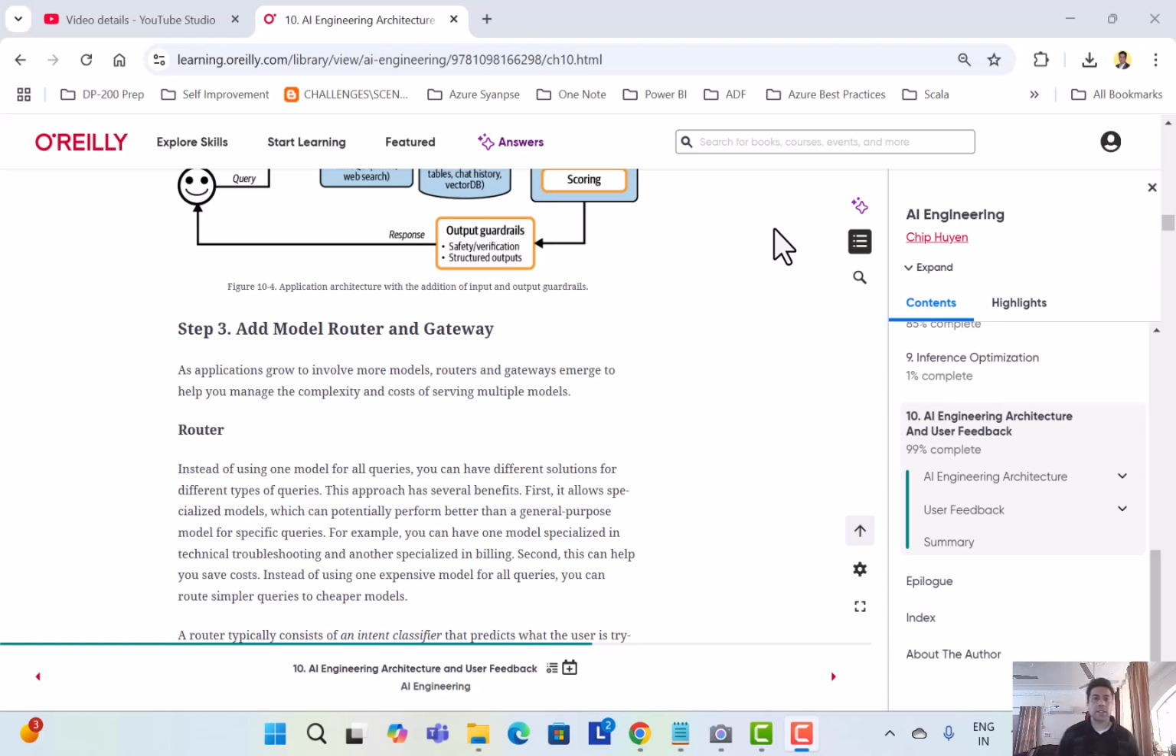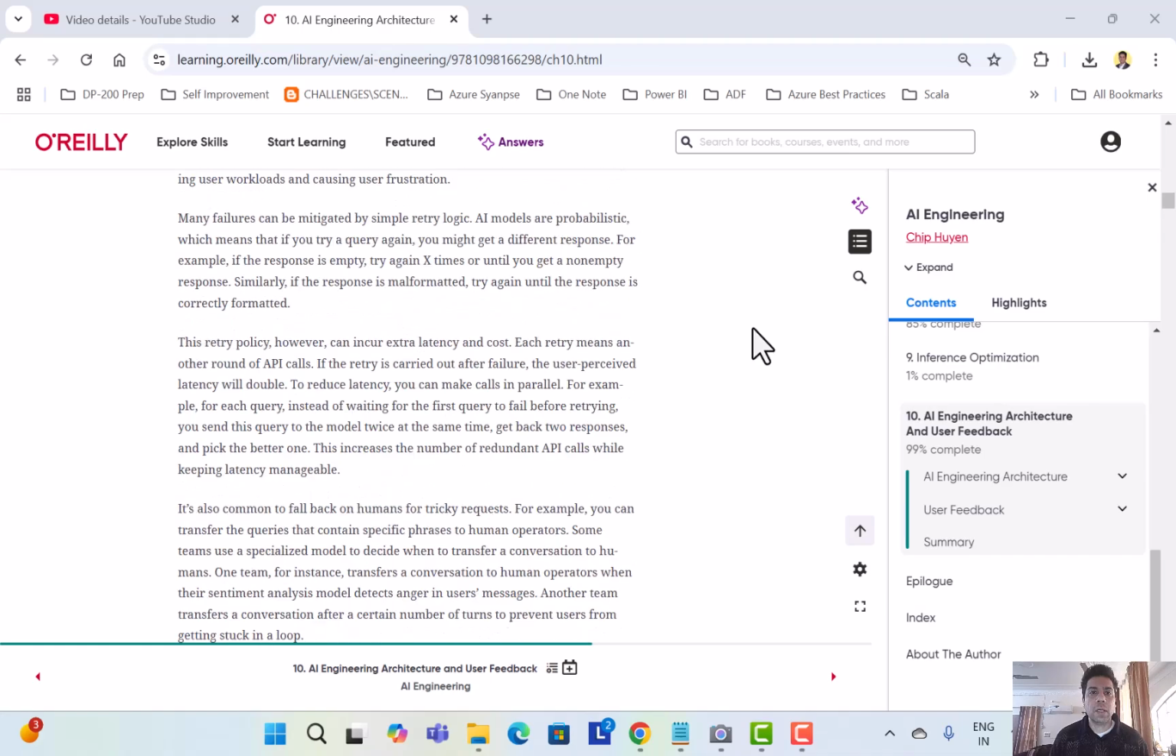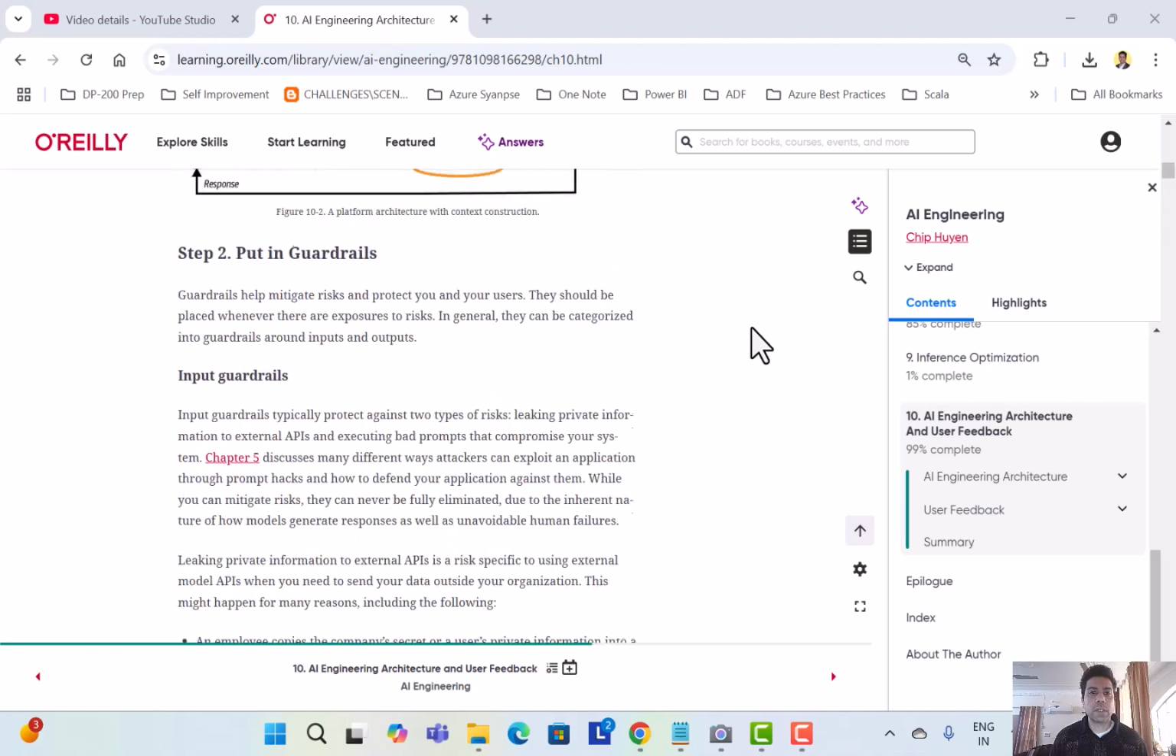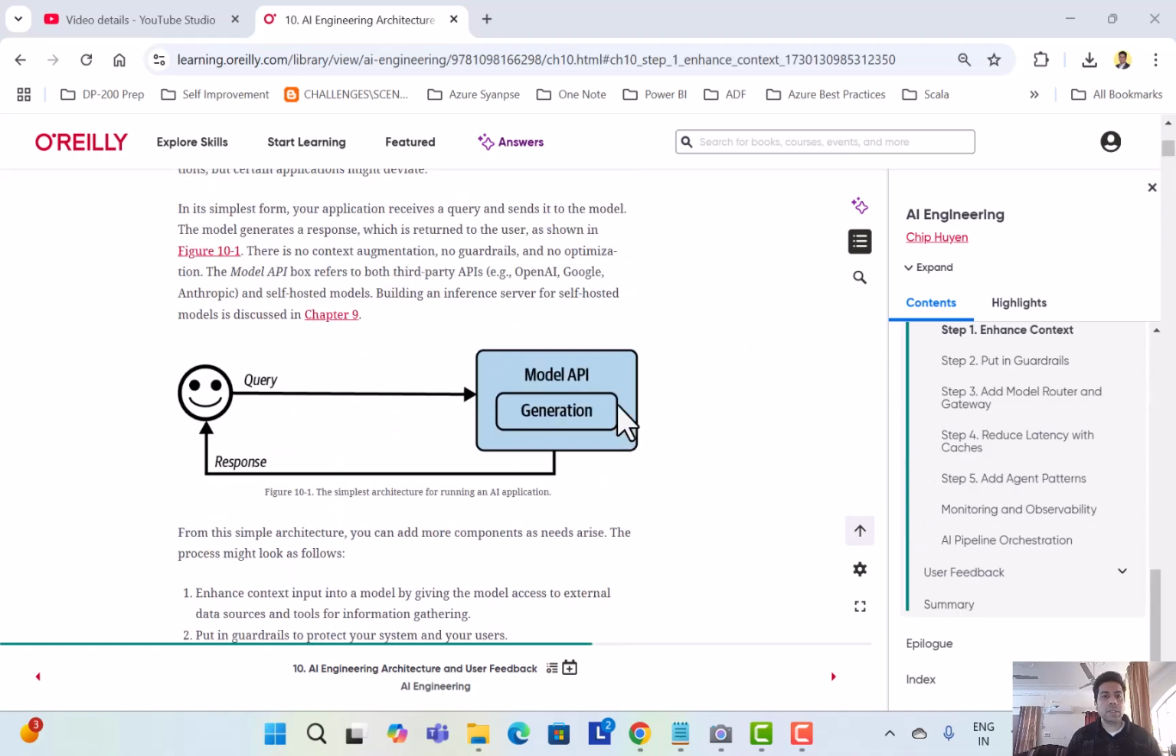So, with that said, let's look into this. We are going through chapter 10 called AI Engineering Architecture. Here, the author gave us the vanilla version of the architecture where you would only have user input and output, if you see here.